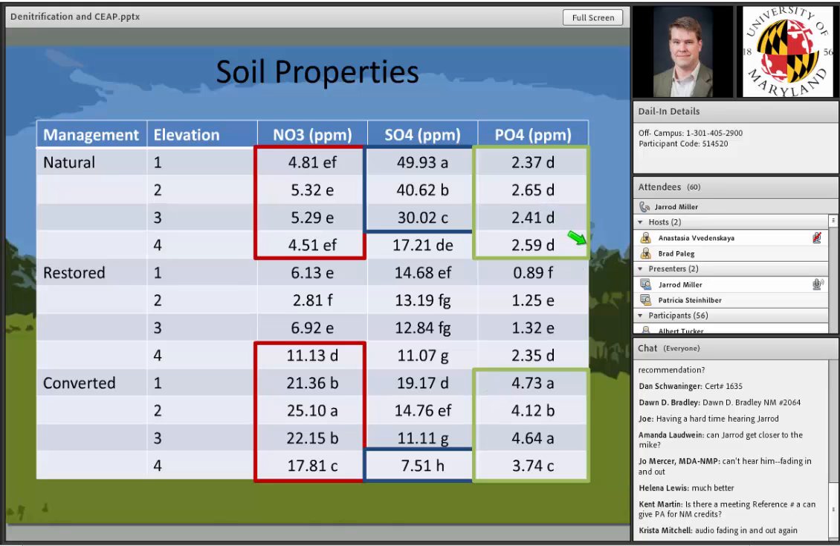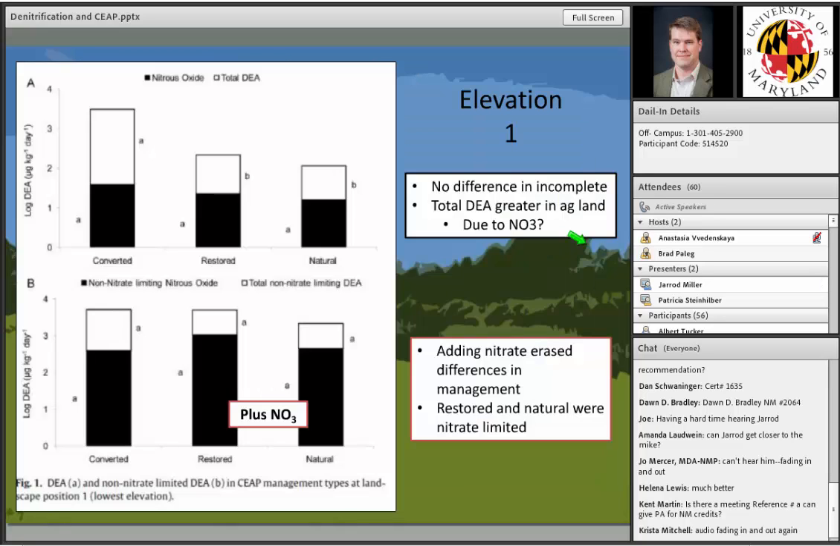So that was all the soil information that puts together what kind of picture you might expect to see when dealing with denitrification. These graphs are from the paper that we published. It is the denitrification across converted, restored, and natural wetlands. The black here, that's your N2O. The white here is N2, and together they make up your total.